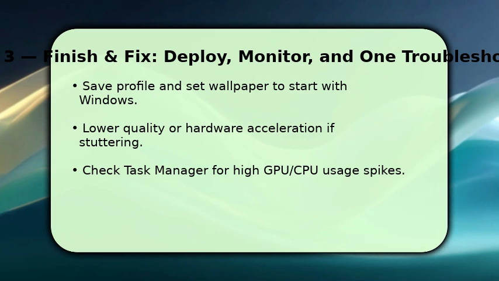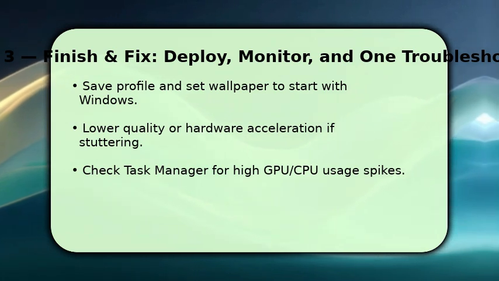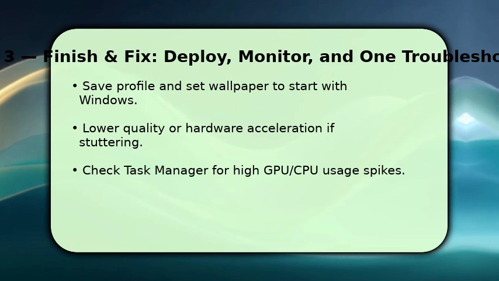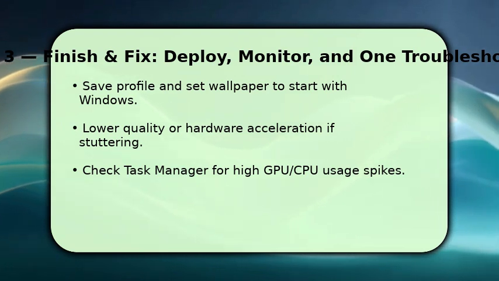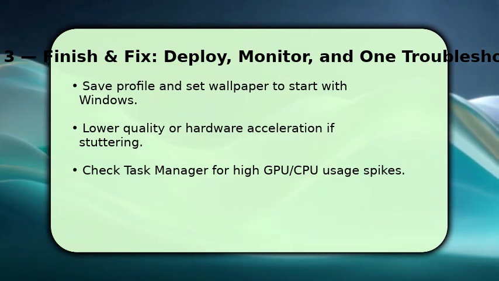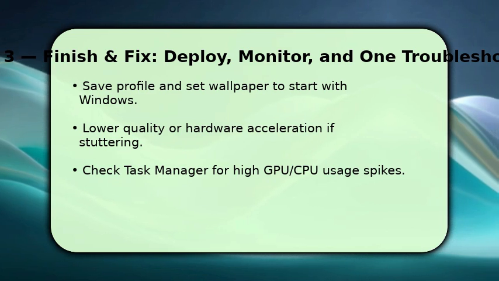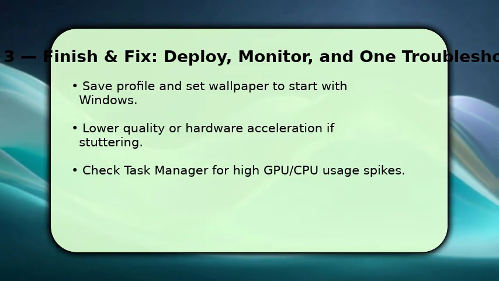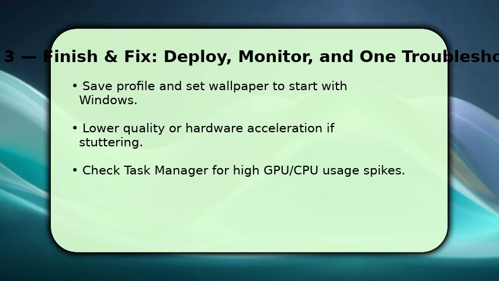If you encounter stutter or high battery drain, switch to reduced quality or disable hardware acceleration. This lowers load. Make sure to close other intensive apps and check Task Manager for GPU or CPU spikes. If usage remains high, update drivers or try a different file format.